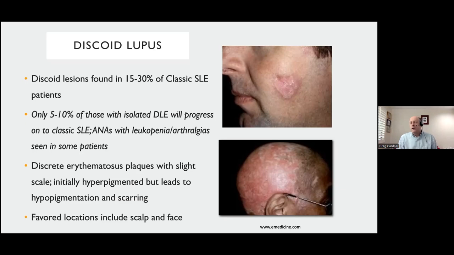So in all discoid patients, I suspect, and Jenna can corroborate this, you do get an ANA panel looking for the presence of discoid disease being the first manifestation of their systemic disease.